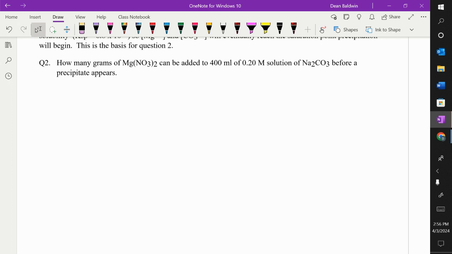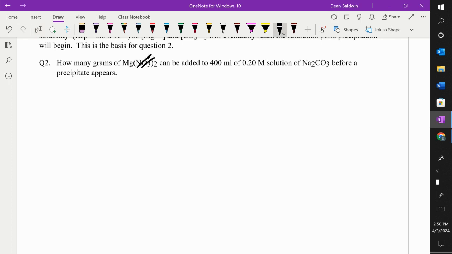All right, so how many grams of magnesium nitrate can be added to 400 mL of a 0.2 molar sodium carbonate before a precipitate occurs? First thing you've got to figure out is, what would the precipitate be? Do nitrates ever, do we have to worry about them? No. So we're not going to worry about the nitrate.